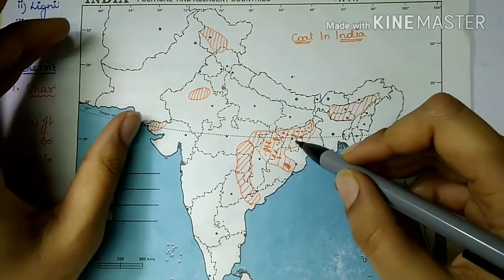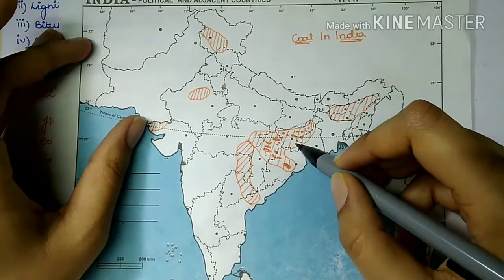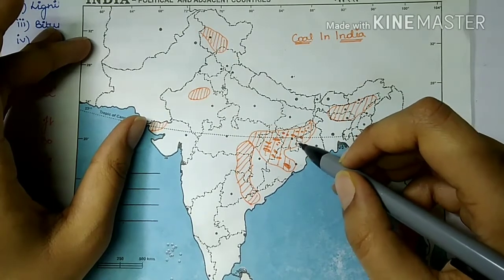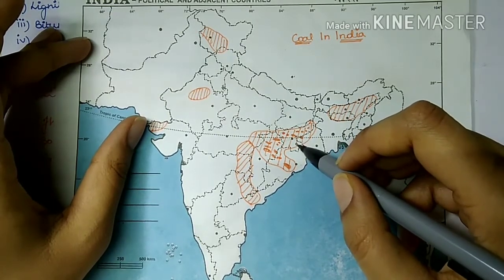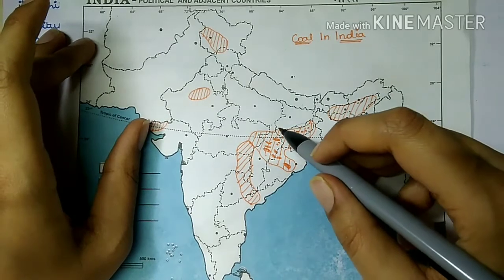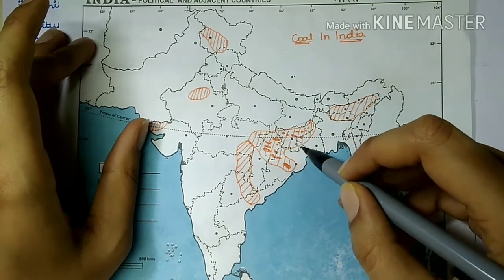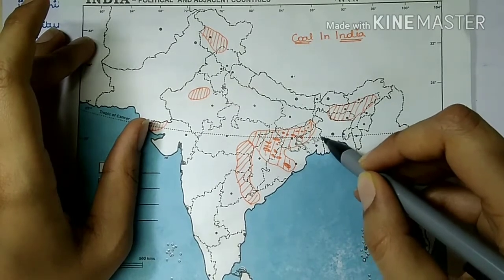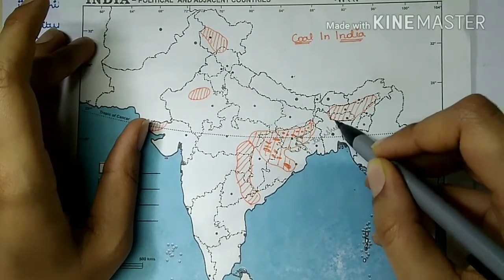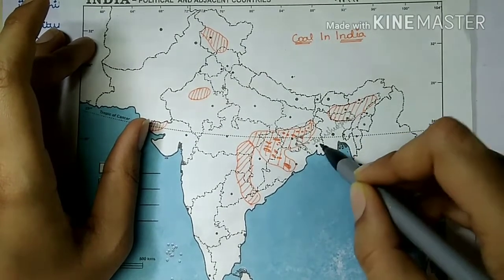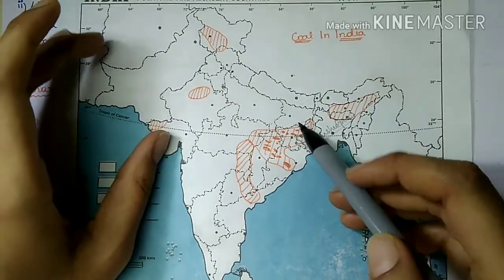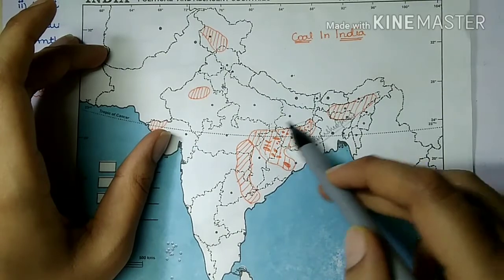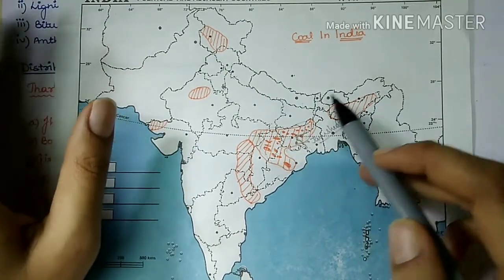The coal from here is transported to the Jamshedpur steel plant, which is located here in Jharkhand. Okay, so this is the Jharkhand area, as you can see. So Jamshedpur is located here, and this whole area, if we see, is the area of Gondwana coal.